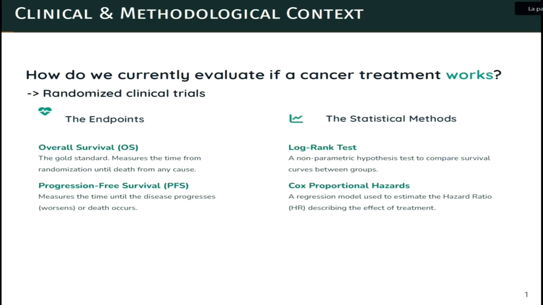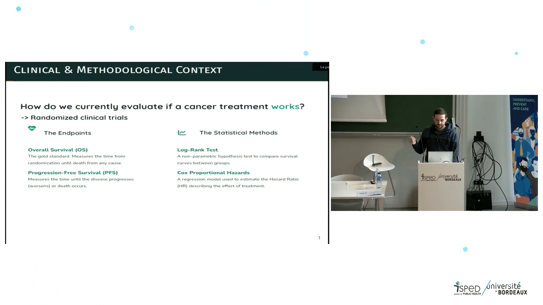So let's start with a simple question. How do we currently evaluate if a cancer treatment works? We usually rely on randomized clinical trials, right? We need to measure something. So the endpoints, we have overall survival, the time to death from any cause. This is the gold standard. We also often have a co-primary endpoint, the time to progression of the disease. So we have those two metrics that we measure, and we compare the two treatment lines with some statistical tests, the log-rank test or Cox proportional hazards, which gives hazard ratio. So that's what we target, hazard ratio.